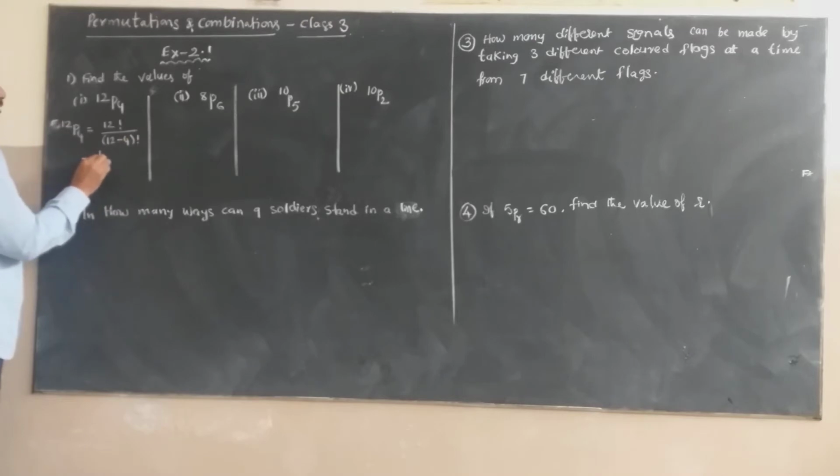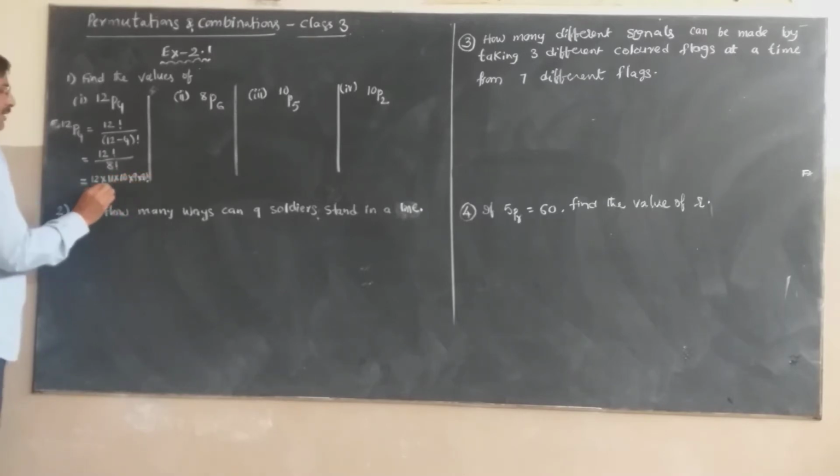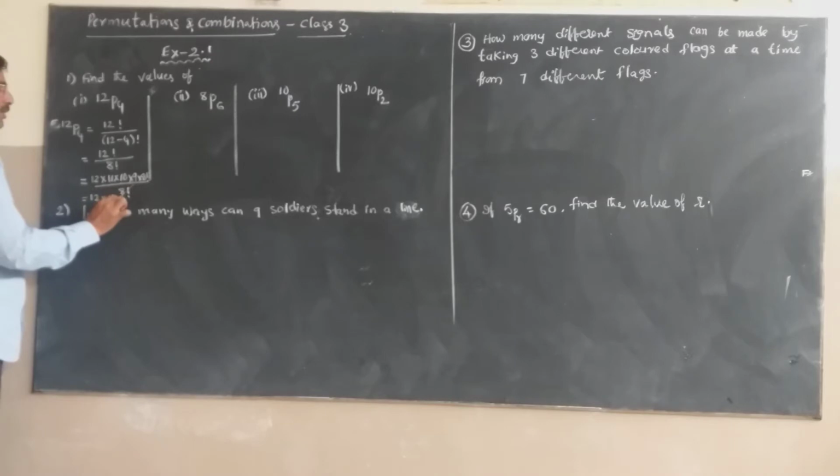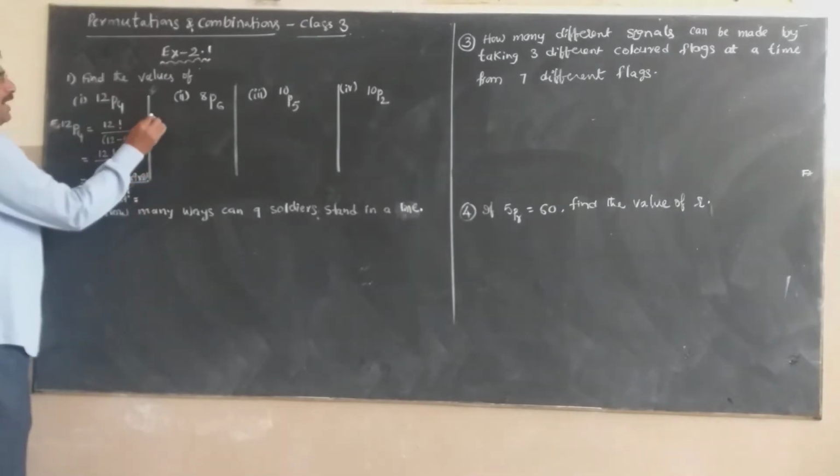That is equal to 12 factorial by 8 factorial. This 12 factorial can be written in continuous products as 12 into 11 into 10 into 9 into 8 factorial, divided by 8 factorial. 8 factorial gets cancelled. So its answer is 12 into 11 into 10 into 9. You simplify its value.